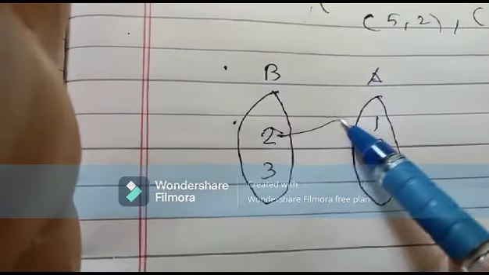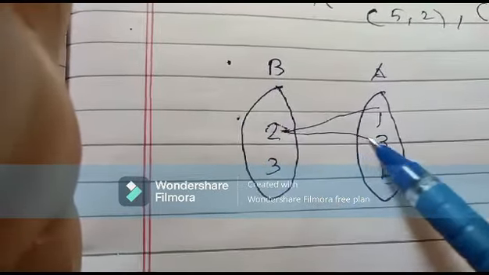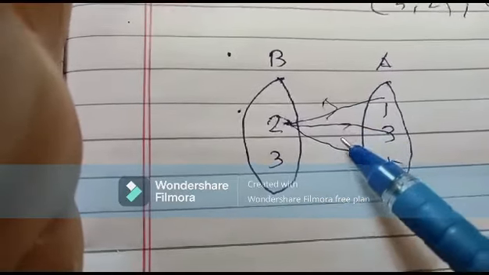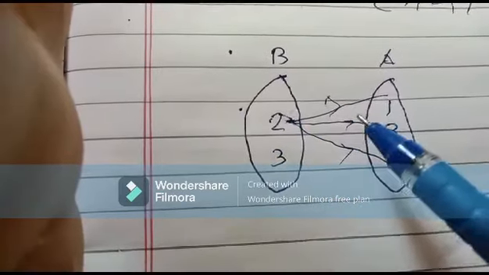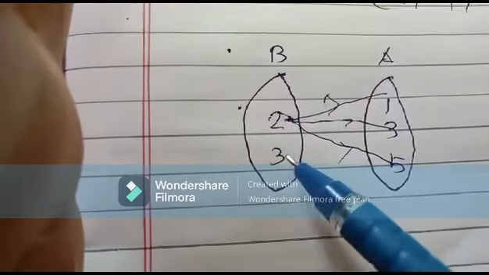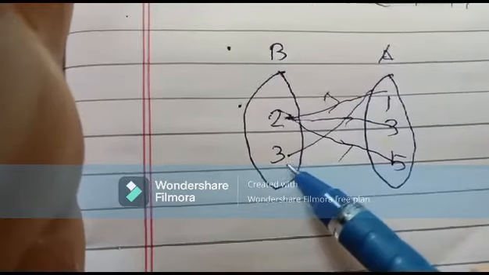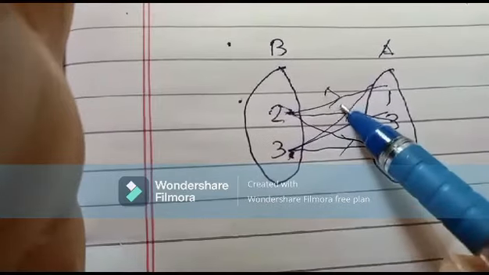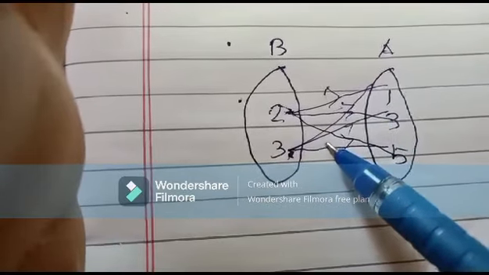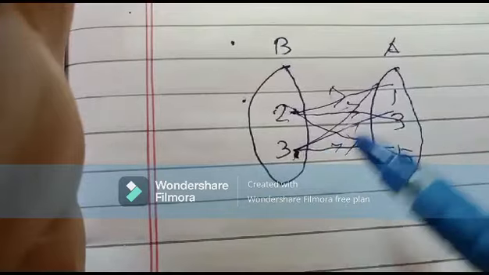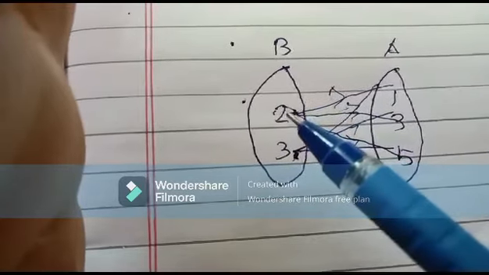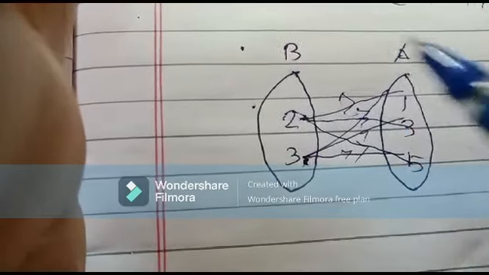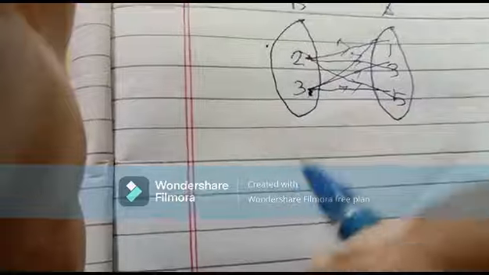So I'm going to match 2 with 1, 2 with 3 and 2 with 5, right? So this single element of B I matched with all the elements in A. Similarly 3 with 1, 3 with 3 and 3 with 5. So this 3 also I mapped with all the elements of A. So this 2 I mapped with all the elements of A and 3 I mapped with all elements of A. So this is B cross A. Now we are going to write the elements of B cross A.